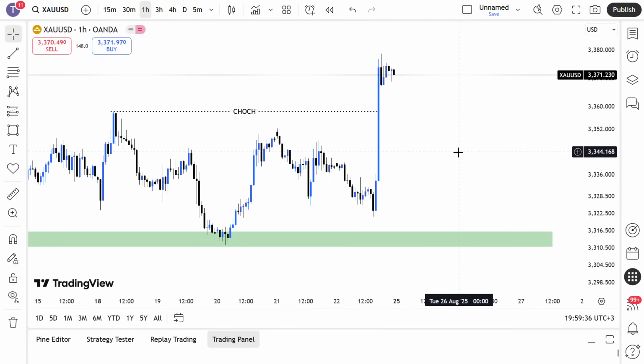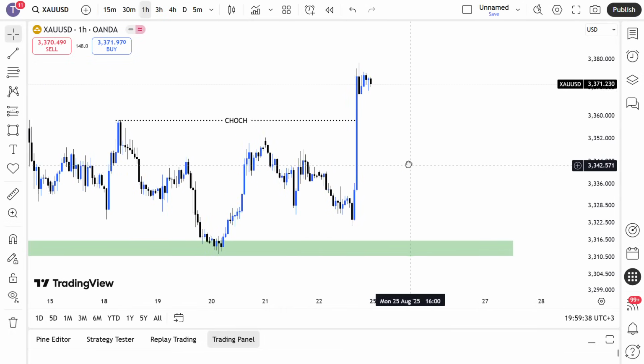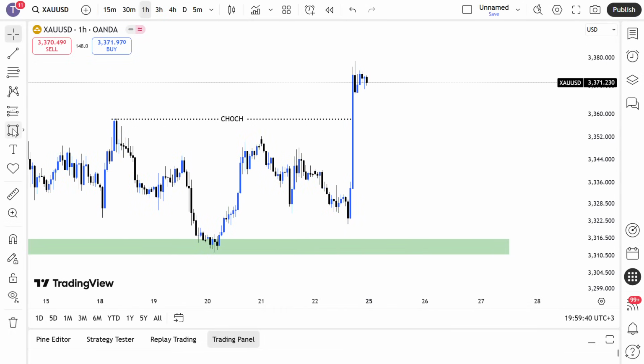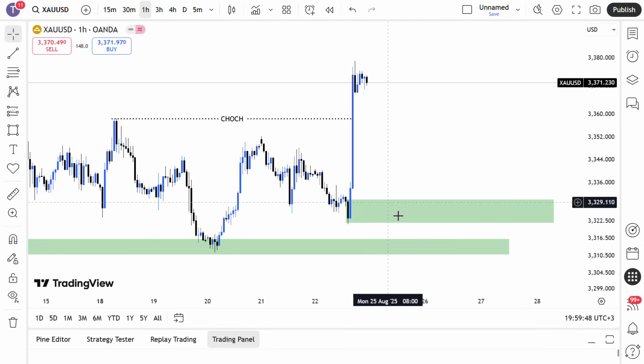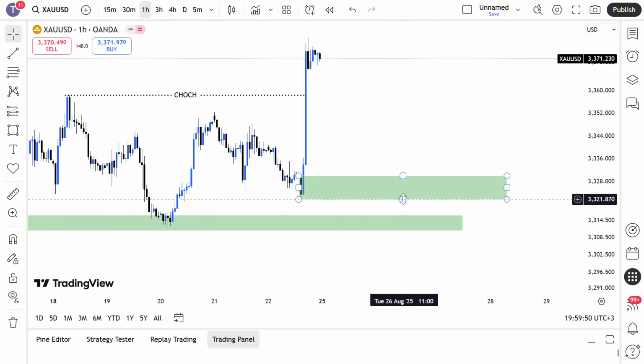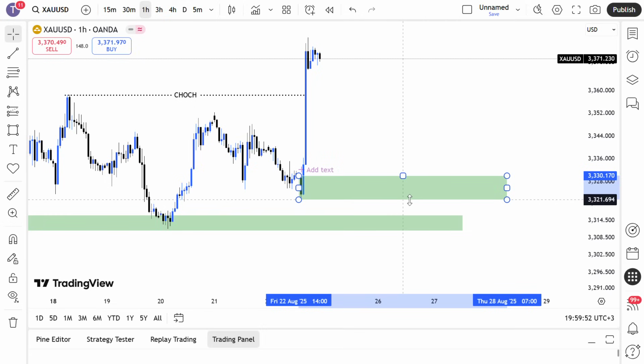So that is the change of character. And then after our change of character, we have this order block here. But I don't expect any one of you taking a trade from this kind of area. But we will see what price will be giving us.